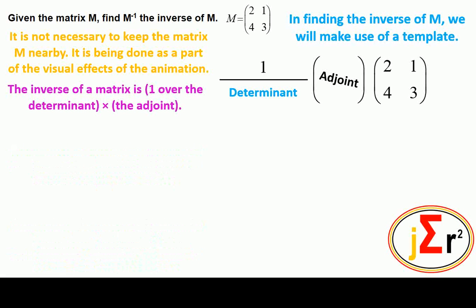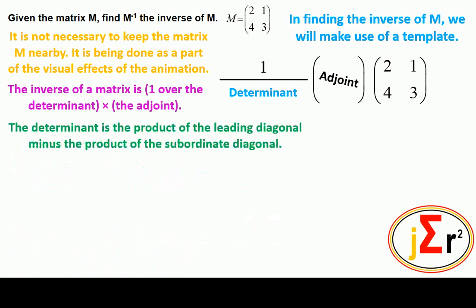at the determinant. The inverse of a matrix is 1 over the determinant multiplied by the adjoint. 1 over the determinant times the adjoint. The determinant is the product of the leading diagonal minus the product of the subordinate diagonal.